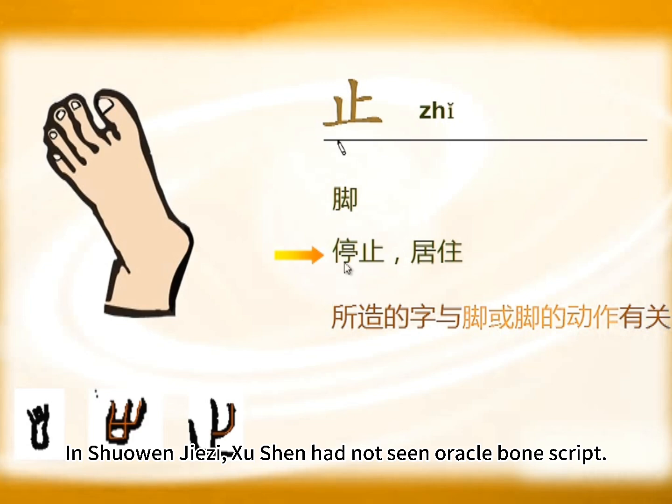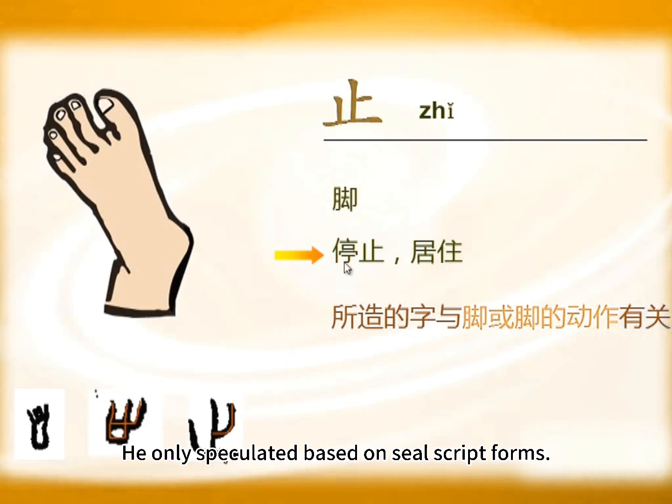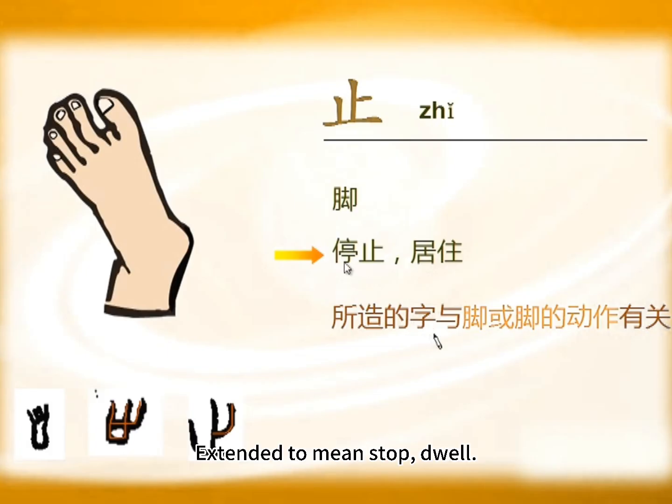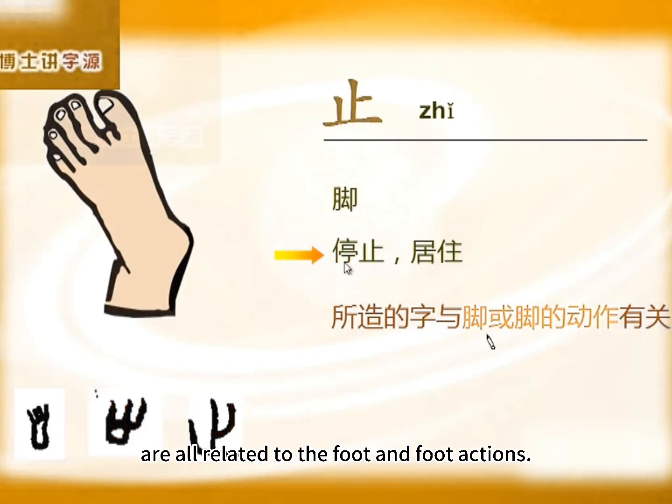In Shuwenjiezi, Xu Shen had not seen oracle bone script. He only speculated based on seal script forms. He said Zhi resembles a plant growing. Today we know this is very wrong. The original meaning of Zhi was the human foot, extended to mean stop, dwell. Characters created from Zhi are all related to the foot and foot actions.